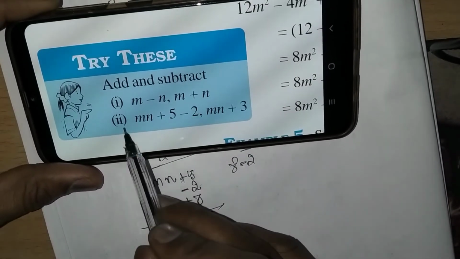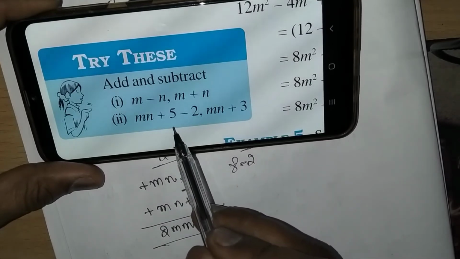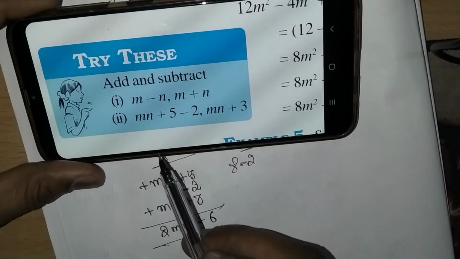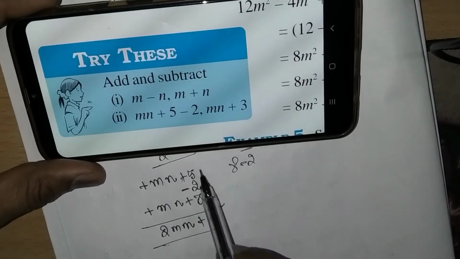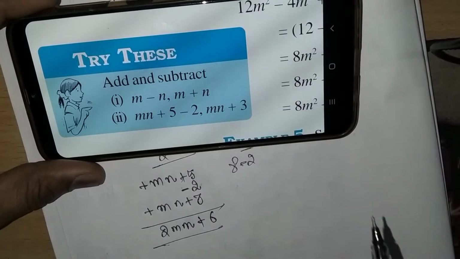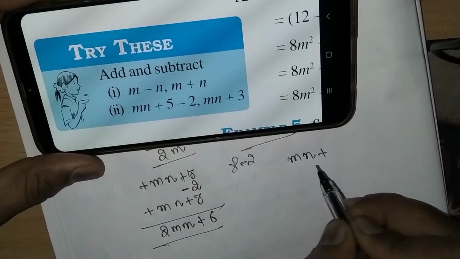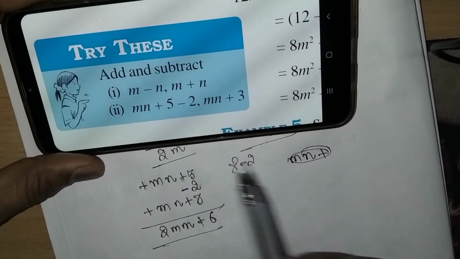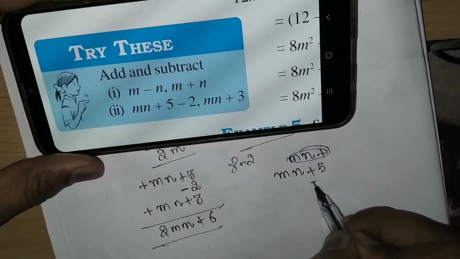This one is not a trinomial, this one is a binomial because it contains two terms. These two terms are like, so we will get this one, mn plus 3. Plus 3 will come from this 5 minus 2. Understood? Now mn plus 3. This time we will subtract this mn plus 3 from this one, mn plus 5 minus 2.